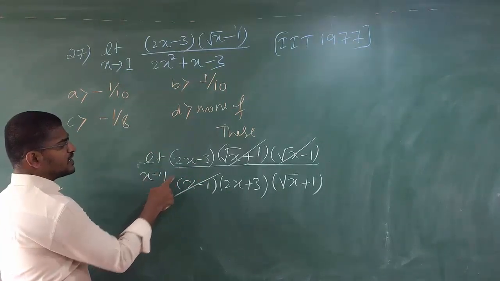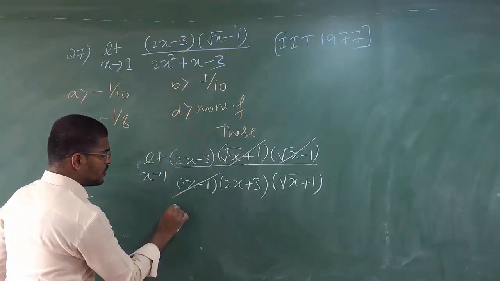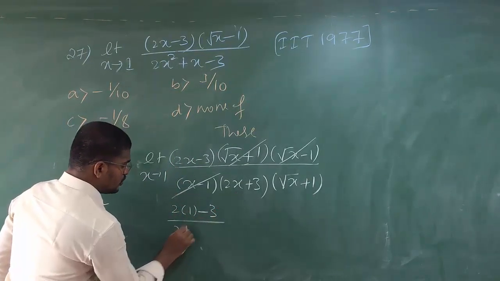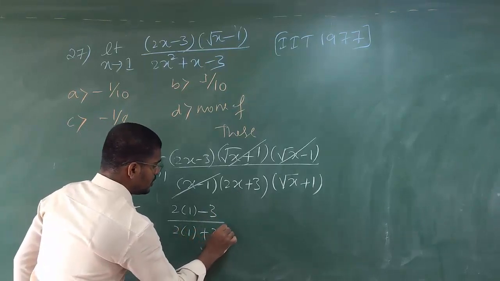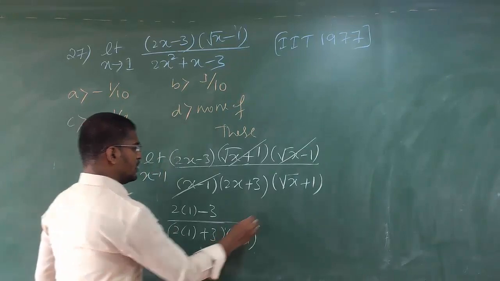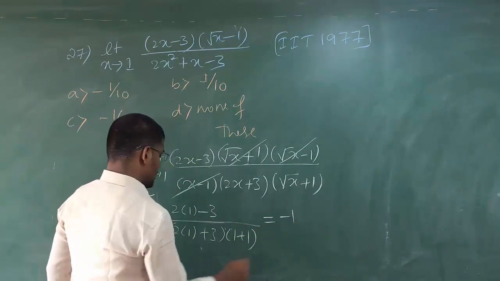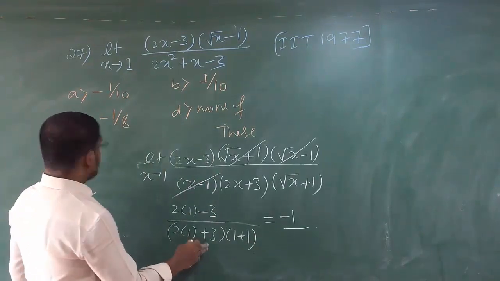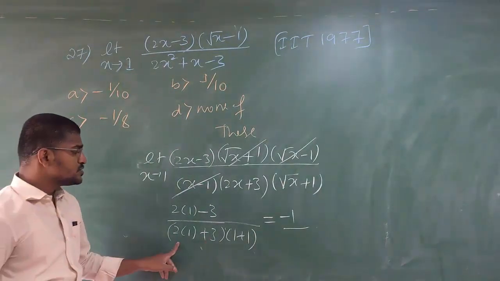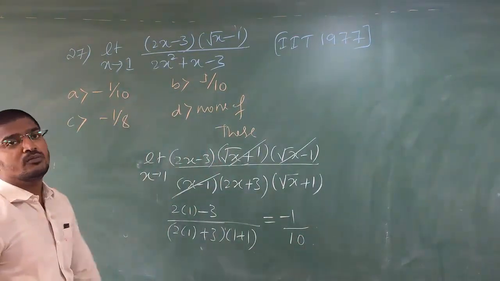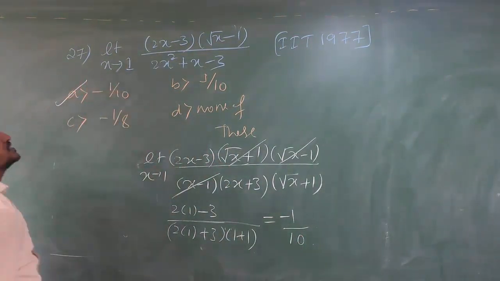Now use the x term as 1 here. What you are going to have? 2 into 1 minus 3 divided by 2 into 1 plus 3 into root of 1 plus 1. So that will be minus 1 divided by 3 plus 2, 5. 5 into 2, 10. So that is minus 1 by 10 is your answer.